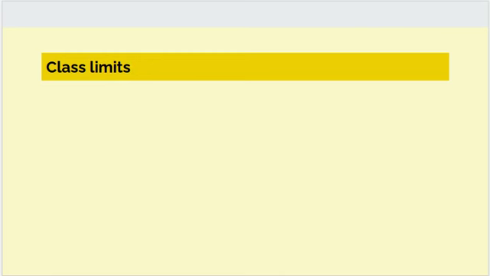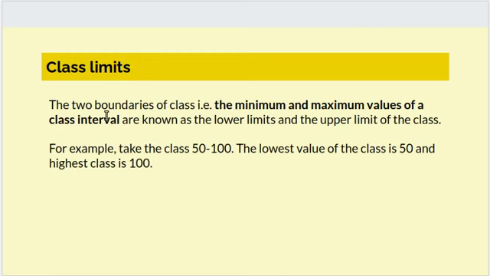Next is class limit. So class limit means they have the upper and lower limit. That means, for example, we are having 50 to 100, so the minimum and maximum value is called a limit. So 50 is the lowest value and 100 is the highest. So they are called the higher limit and lower limit.